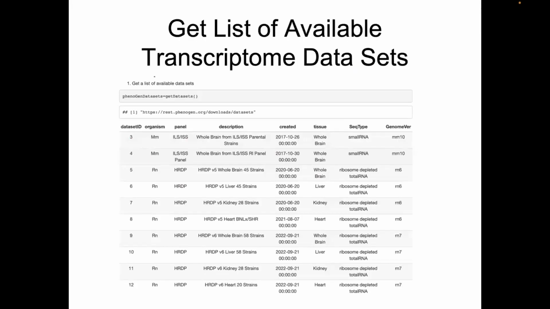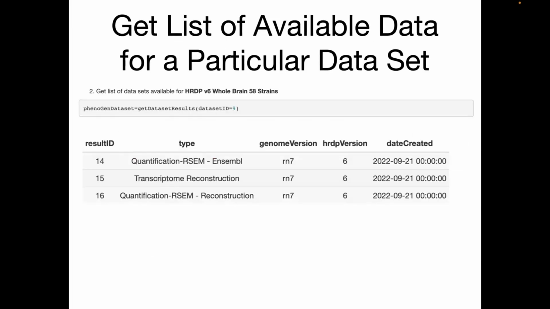But the idea here is that he's created a set of functions, and this first function just tells you what all the data sets are in our database so that then you can call the data set that you want. And because this hierarchy gets so confusing with the genes and the transcripts and Ensembl versus the reconstruction, we add a few steps here to help you narrow it down stepwise. So once you decide that I want the HRDP version 6 whole brain, then you can go in and say, okay, what data do you have for that particular set?